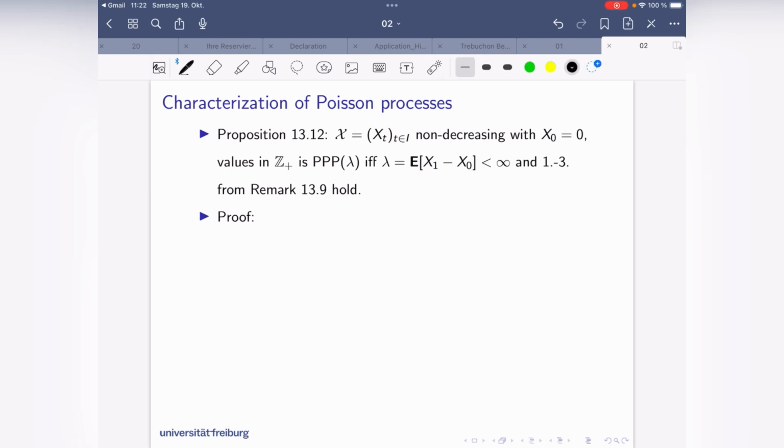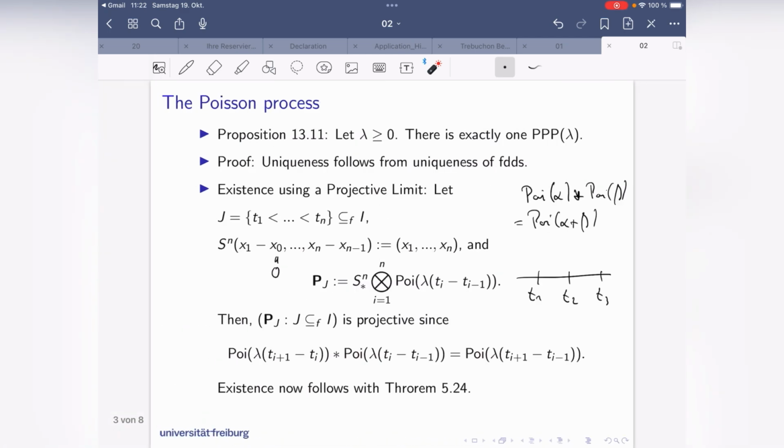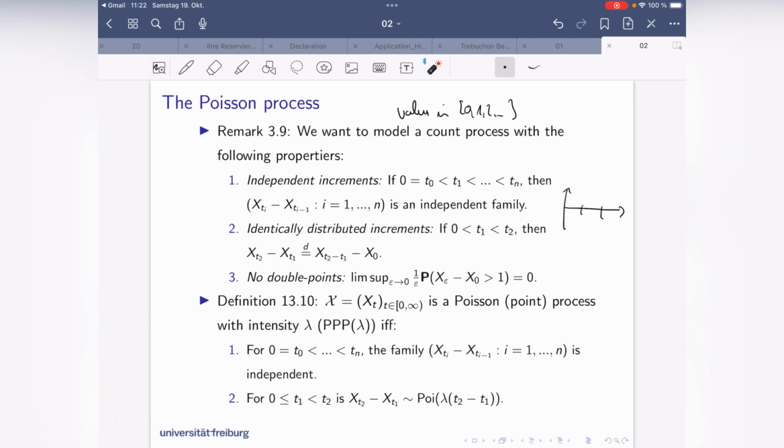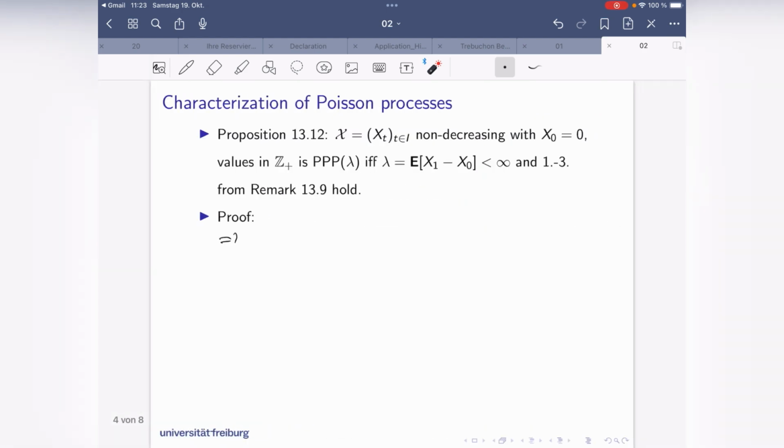And of course, there are 2 things we have to prove, from left to right and from right to left. So we have a Poisson distribution, so from left to right, 1 to 3 should hold. Independent increments, okay. Identically distributed increments, okay, that's just by definition. The only thing we have to check is these no double points here. So 1 and 2 are okay. For 3, let's check the double point property.